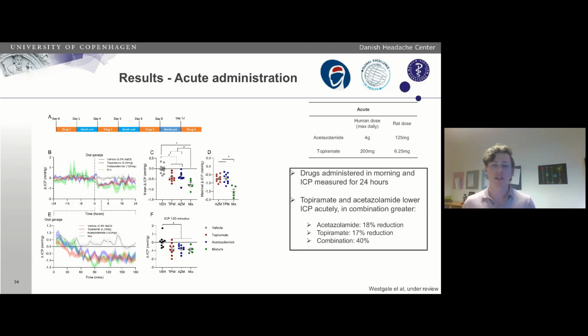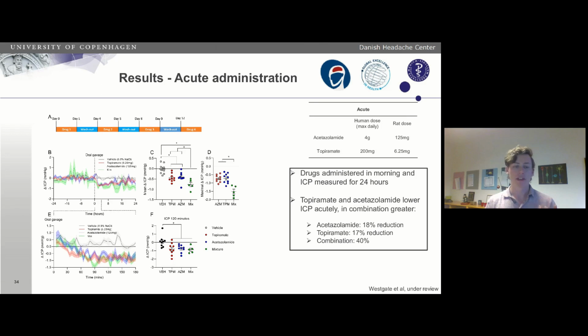So on to the results here. This is the acute study, so those higher equivalent doses. We show that, yes, both of these drugs do reduce intracranial pressure to the tune of about 20%. However, combining these drugs together gives a much greater reduction of intracranial pressure to the tune of 40%.